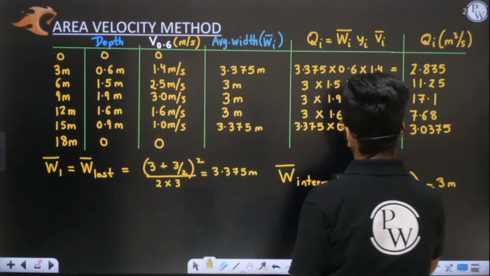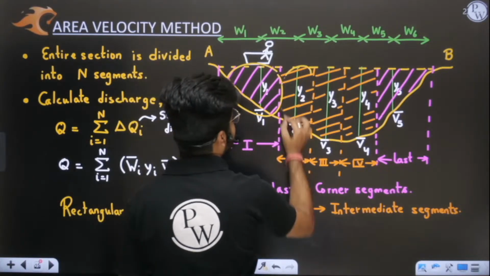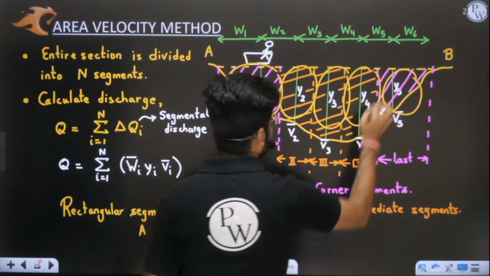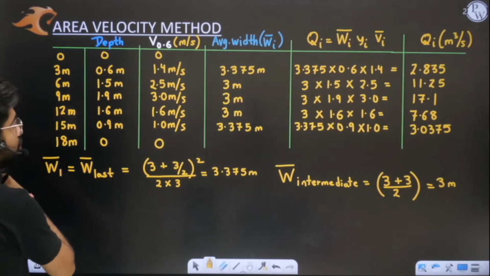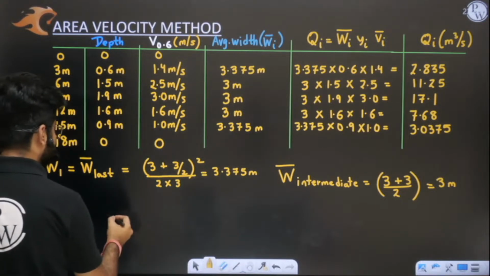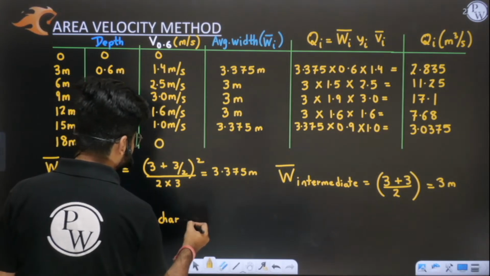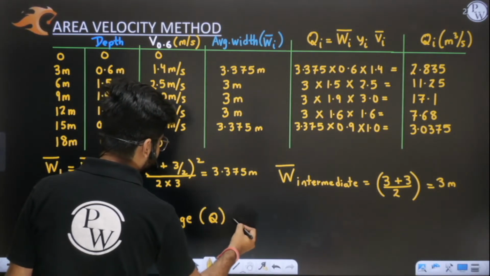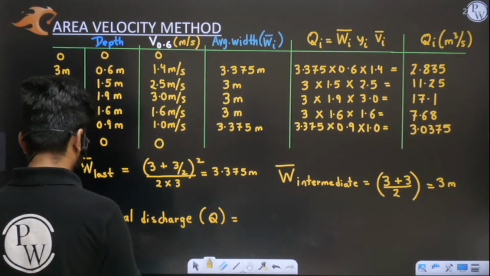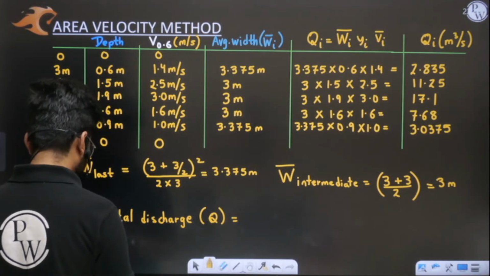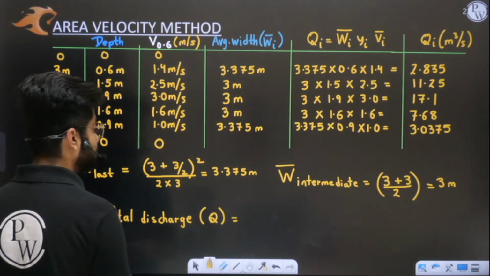See, these are all the discharges: in the first segment, second segment, third segment, fourth segment, and fifth segment. So in all the 5 segments, I have found out the discharges. Now, the total discharge will be equal to what? When I sum it up, it will be 3.0375 plus 7.68 plus 17.1 plus 11.25 plus 2.835.